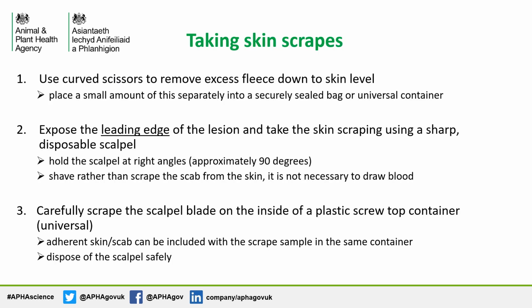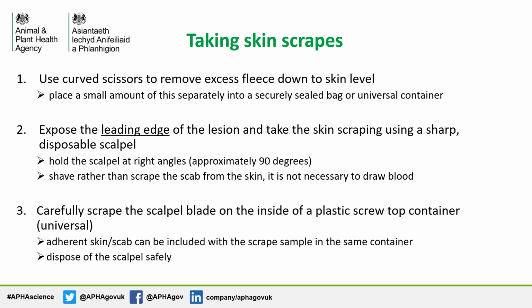Moving on to taking skin scrapes. Firstly, you want to use curved scissors to remove the excess fleece down to skin level. A small amount of this fleece can be placed into a sealed bag or universal container, and fleece with scabs or crusting attached is ideal. Next, expose the leading edge of the lesion and take the skin scraping using a sharp disposable scalpel, holding it at approximately 90 degrees to the skin.